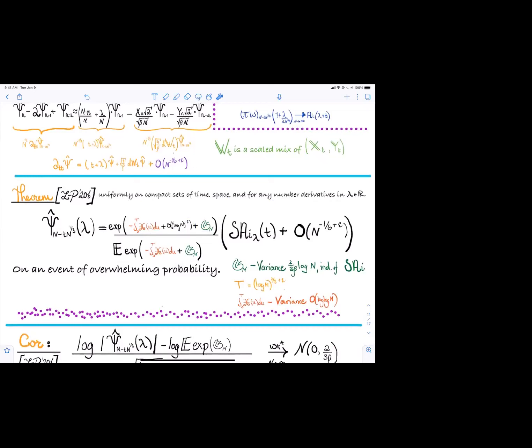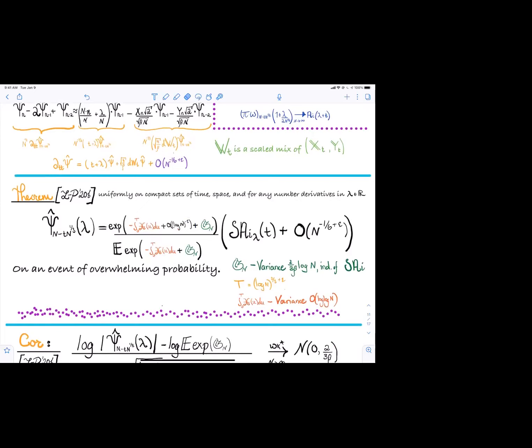Where are the derivatives coming into the picture? It says for any number of derivatives in lambda, but I don't see where derivatives in lambda are coming in. So these errors remain uniform if I take d lambda on both sides, and it would be d lambda here. This has no lambda difference. You can take derivatives of this equation and it'll remain valid with the same error. Yes, okay. Exactly. Thank you.